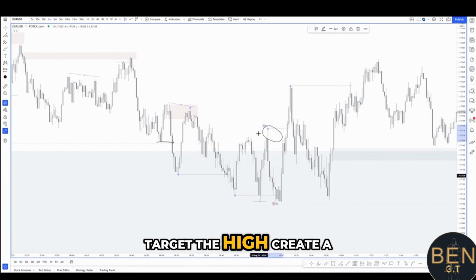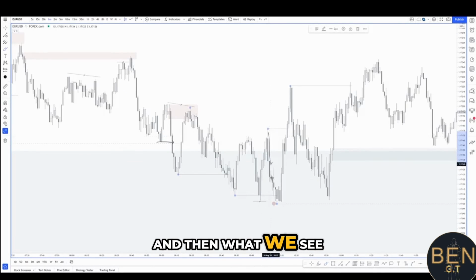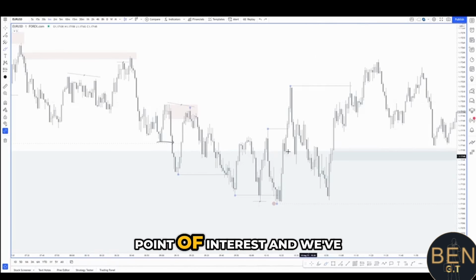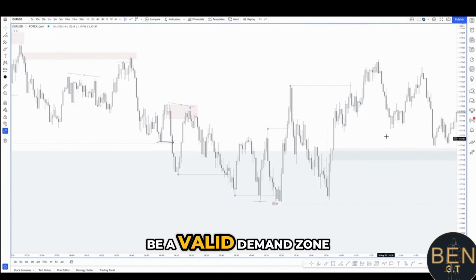We target the high, create a new higher high, but we haven't actually broken and closed above it. Then price comes down, we sweep the liquidity, we range, and then we move to the upside, breaking structure to the upside on the 1 minute. We've reacted off of a higher time frame point of interest, and we've seen a change of character. So looking at this would be a valid demand zone.